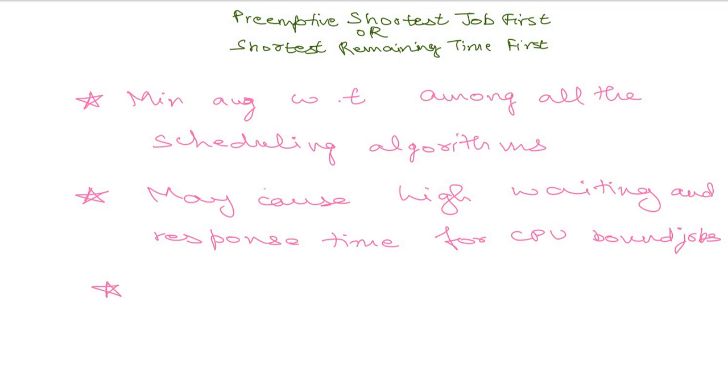Finally, the last point is that it's quite impractical. Why is this impractical? For executing this algorithm we should already know the burst time of the jobs in advance, which means we already know how much time a particular process will take, but that's not practically possible. So this is an impractical approach, but it also has a lot of benefits because of which we study this.